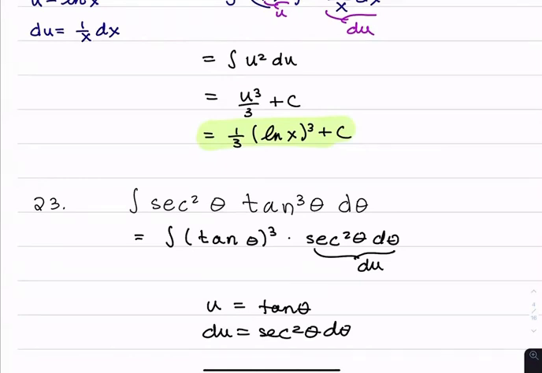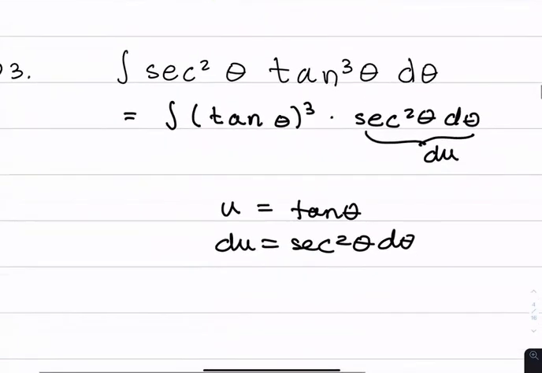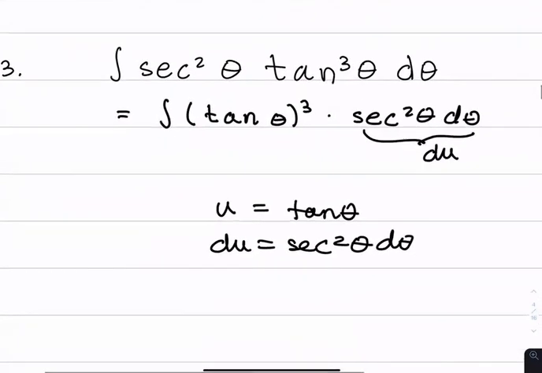So sometimes you can determine what u should be by looking ahead and saying, oh, well, I see secant squared theta, I see the derivative. So if u is tangent theta, du is secant squared theta. And so now I just directly substitute. Tangent theta is u, and secant squared theta is du.